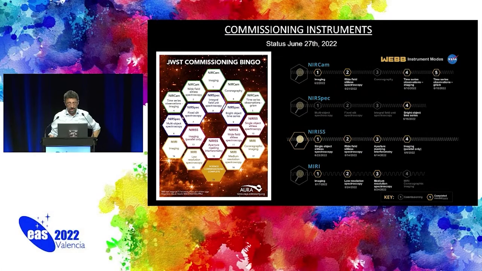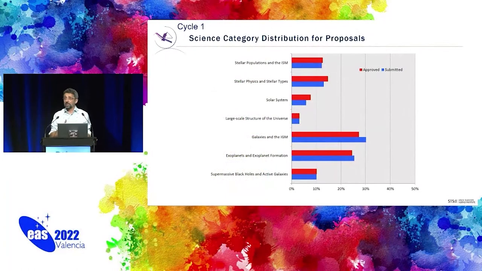And while the commissioning has not yet finished, cycle one observations have already started, because in between gaps of commissioning steps, they managed to sneak in scientific observations. And you can actually go to the archive and see these observations which have already been performed.